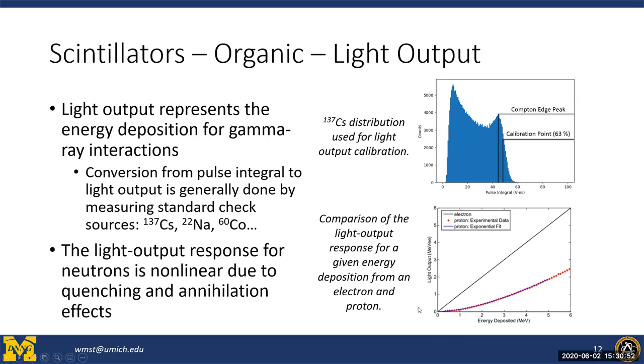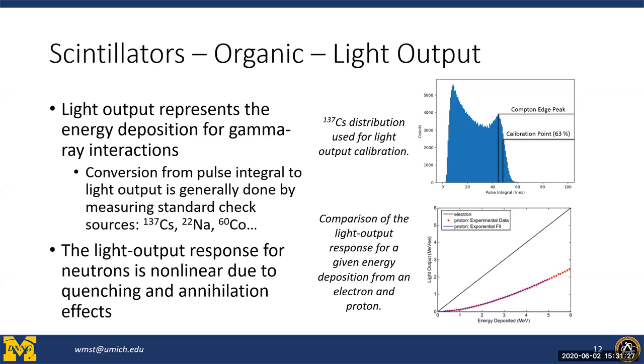However, for recoiled protons, if we have, let's say, one MeVee of light output, that's about a 3 MeV energy deposition. So the reason we have this light output term is because the light output for neutrons is not the same as that of gamma rays, even though we're seeing both gamma rays and neutrons in our same distributions. So this is something we calibrate for and take into account.